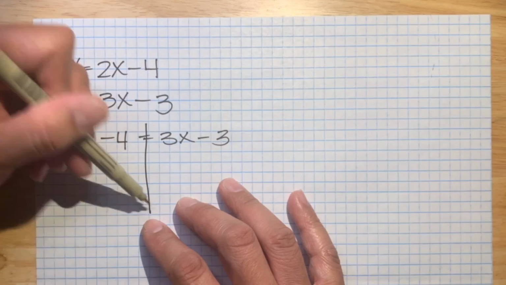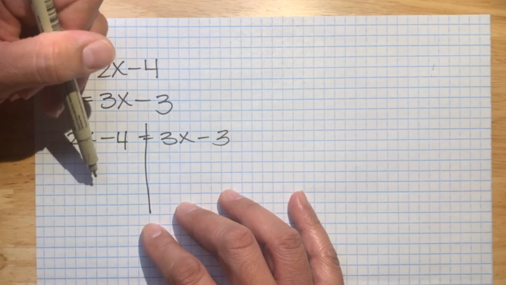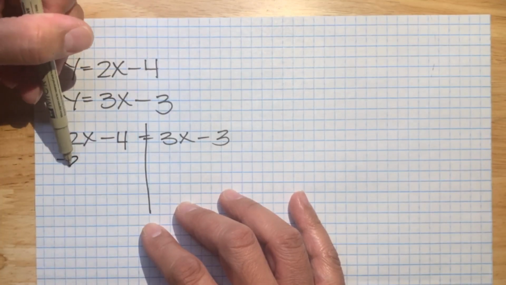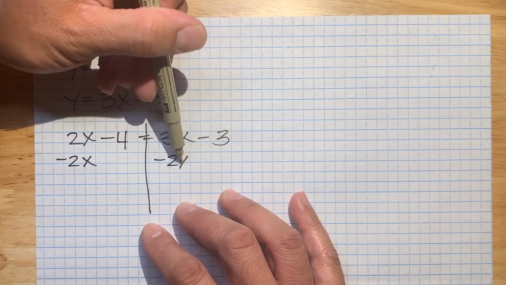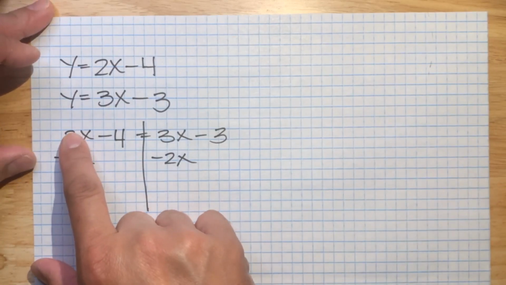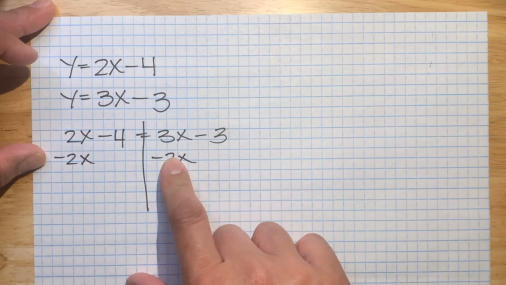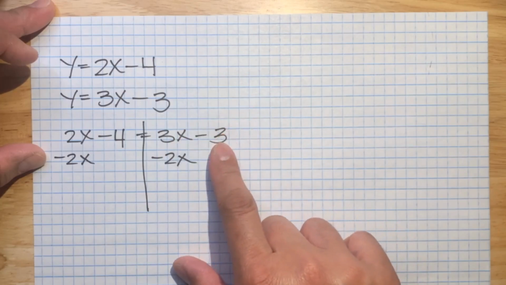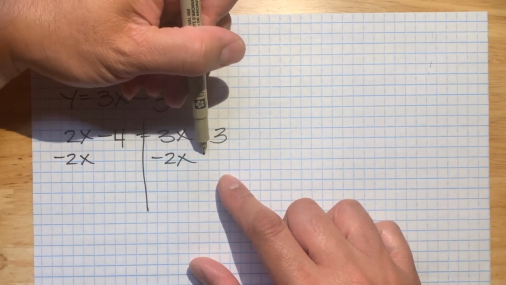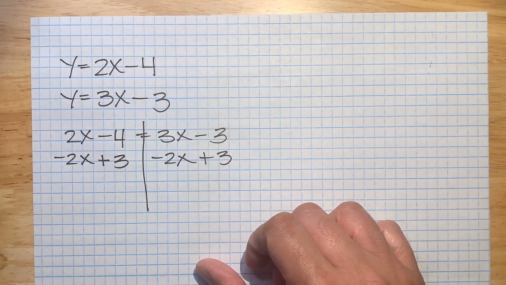I want to get all my variables on one side. So this time I want to put all my x's on the right side just to switch it up. So I'm going to subtract this 2x on this side, subtract the 2x on this side, and check this out. Here's a shortcut. I'm taking my variables and bringing them to the right side, so I'm going to take all the numbers on this side and bring them over here. So I'm going to take this negative 3 and add it over to the left side.